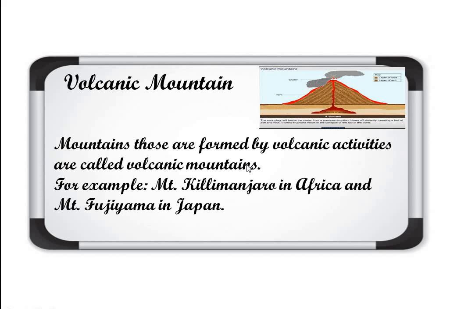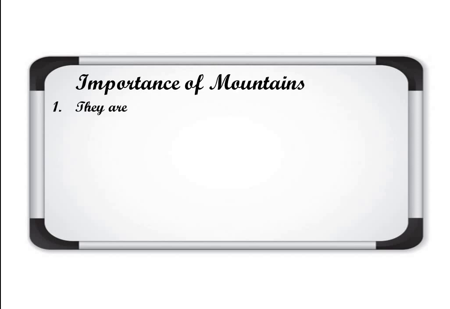Now the first landform is clear. Now how these mountains are useful to us, or the importance of mountains. They are storehouses of water, as we discussed about the glaciers, the ice that is there on the top of the mountains. The frozen rivers are there. When those rivers or that ice melts down, obviously it is converted into water. So they are the storehouse of water.